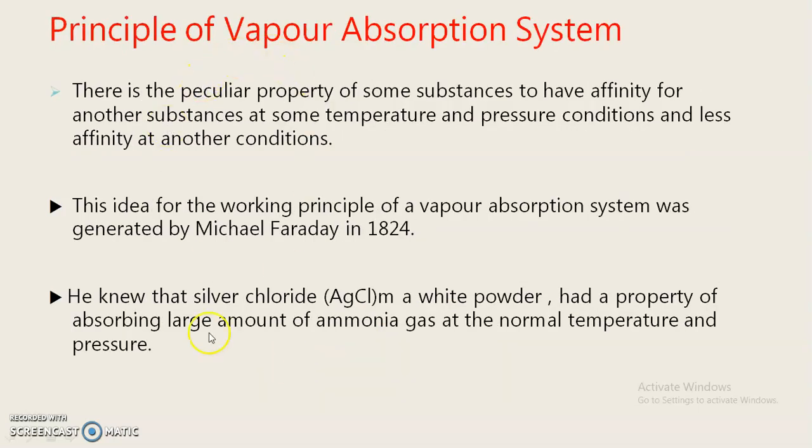The principle of the vapor absorption system is a peculiar property of some substances to have affinity for another substance at some temperature and pressure conditions and less affinity at another condition. This idea for the working principle of the vapor absorption system was generated by Michael Faraday in the year 1824. He knew that silver chloride, AgCl, a white powder, had a property of absorbing a large amount of ammonia gas at normal temperature and pressure.